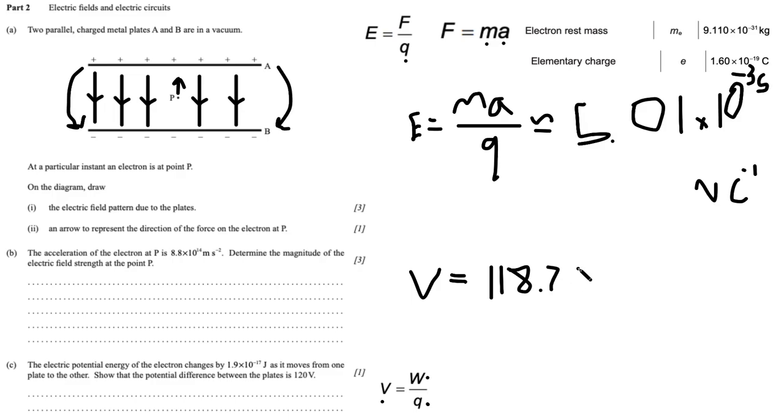118.75. And we know 3 sig figs, right? So we know that would, sorry, not 3 sig figs in this case. We just have to show that it equals, and that's approximately 120 volts. Thank you.